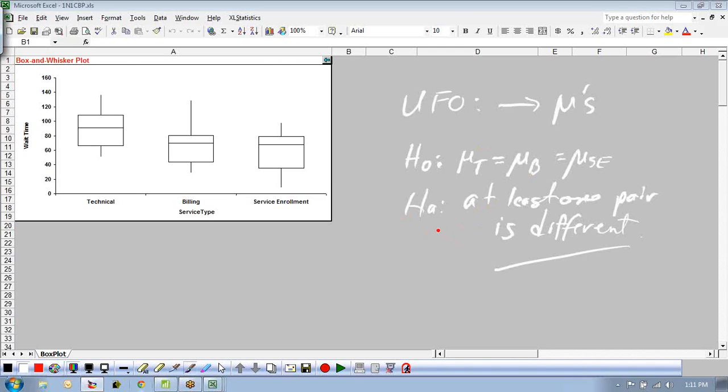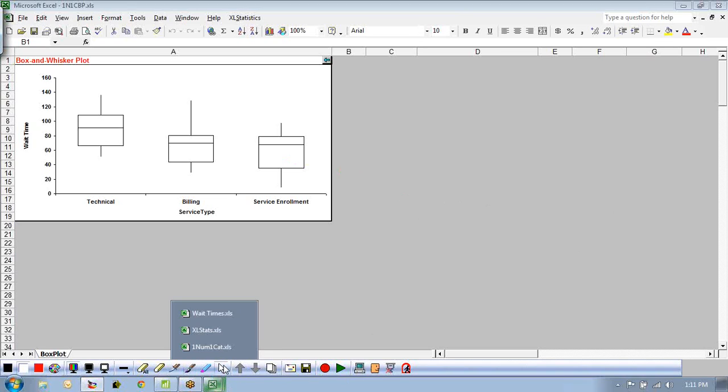It says at least one pair is different. It's still up to me to find which ones are the different pairs. That's why it's good to look at the data first, because after I find out that I reject the null, if I indeed do, I might need to do some testing to go further on. Okay, so that's my hypothesis test.